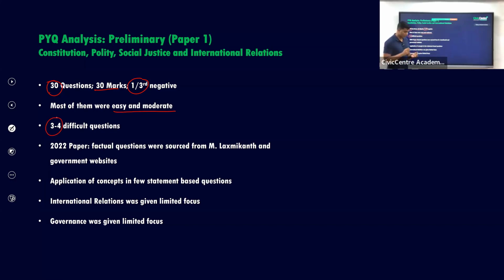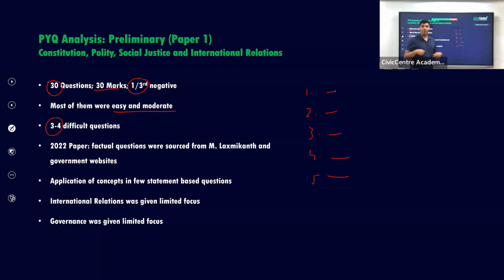Why are they difficult? First of all, I would say it is difficult if they ask about a very minor fact. When we learn something, we learn at a surface level, not each and every minor aspect. So the question that gave 5 items and asked which of the items belongs to the 11th Schedule of the Constitution, I would say that is a very minor fact. That is why I classified it as a difficult question.